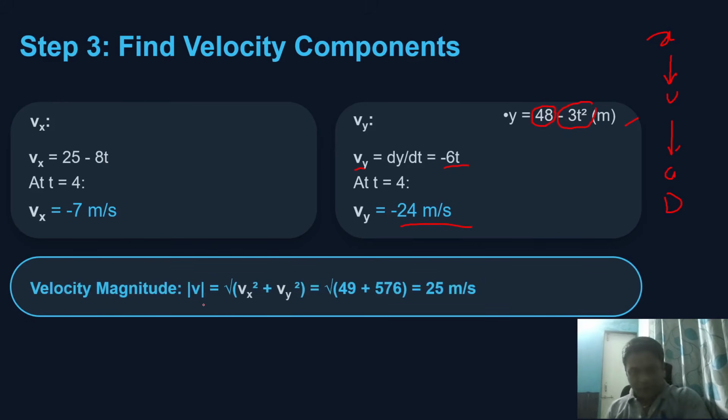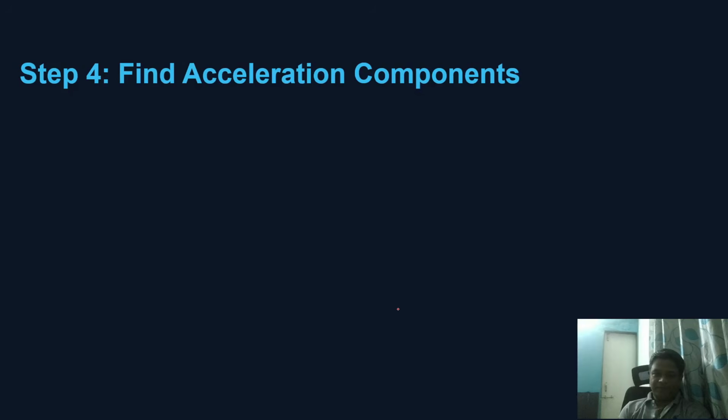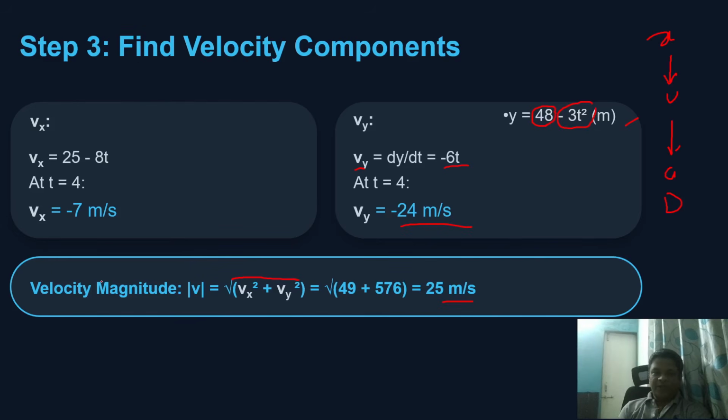Now only finding the velocity in xy components is not sufficient. Find the magnitude of the velocity. It can be calculated by the formula v is equal to square root of vx square plus vy square. Put the values here. So we'll get the velocity 25 meter per second. So this way we can find out the magnitude of the velocity after finding vx and vy.